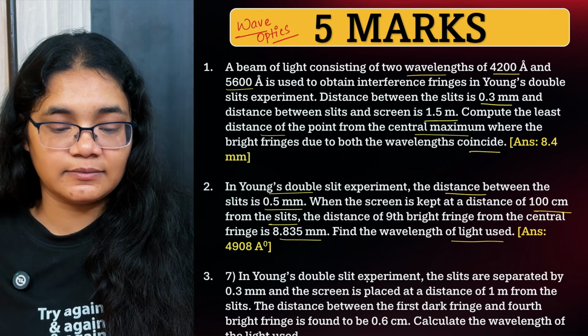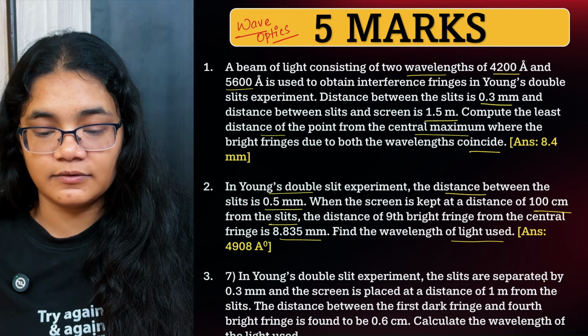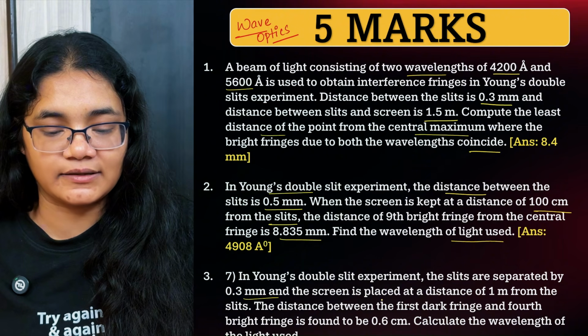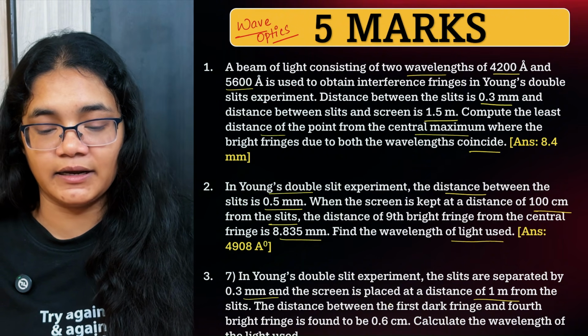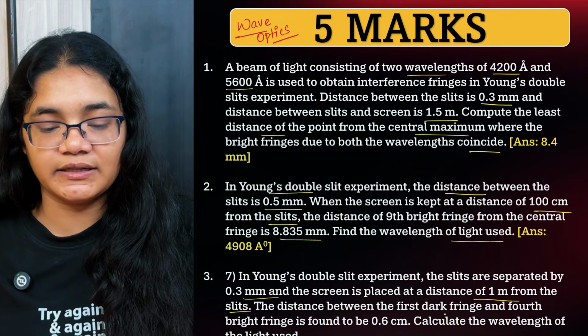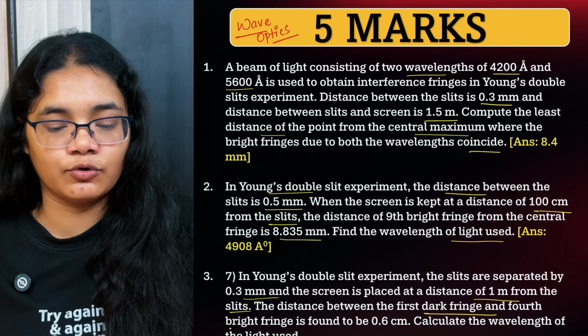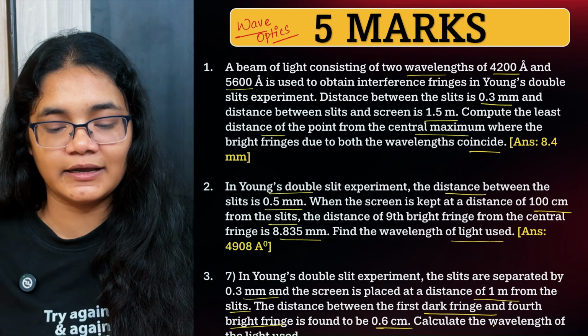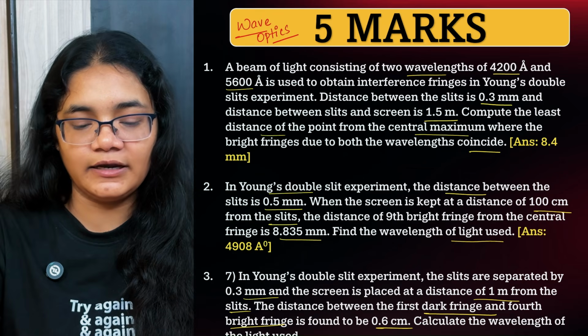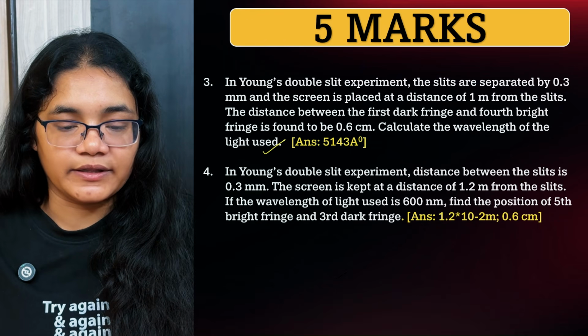Next, in a Young's double slit experiment, the slits are separated by 0.3 mm and the screen is placed at a distance of 1 meter from the slit. The distance between the first dark fringe and the fourth bright fringe is 0.6 cm. Calculate the wavelength of the light used. Okay, this is the same question.